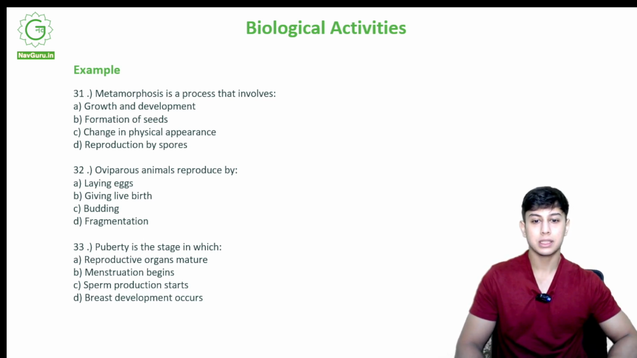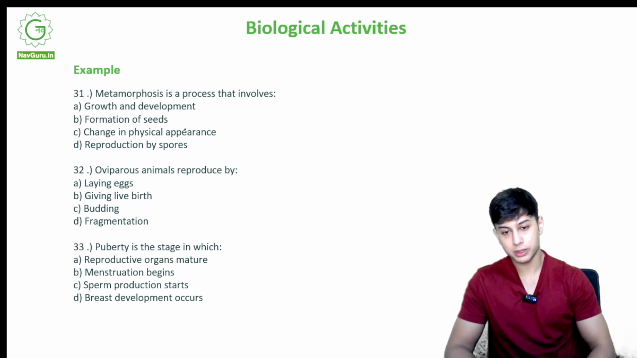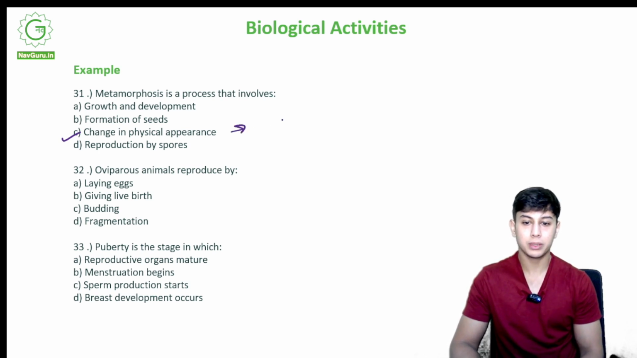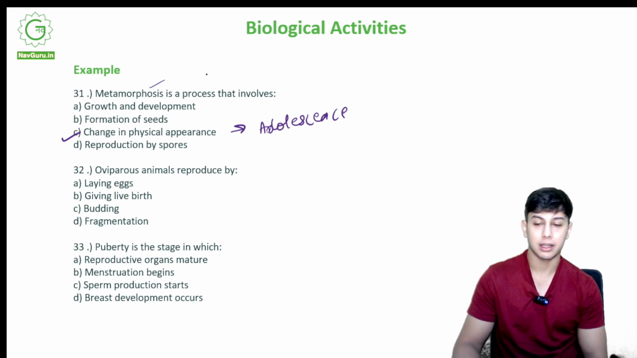Metamorphosis is a process that involves what? Growth and development, formation of seeds, change in physical appearance, reproduction by spores. The correct option is option C, change in physical appearance. In humans, it is adolescence. For frogs, for butterflies, this is metamorphosis, meaning change in characteristic, becoming an adult, right?